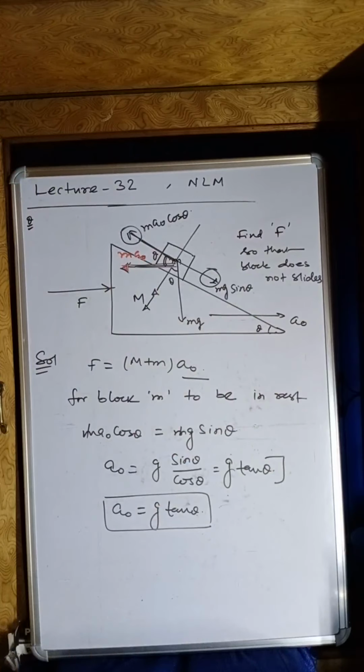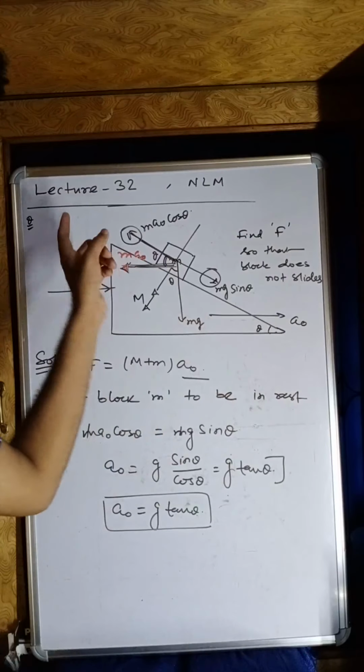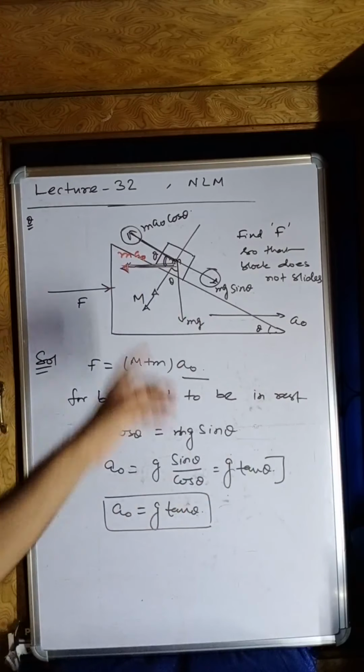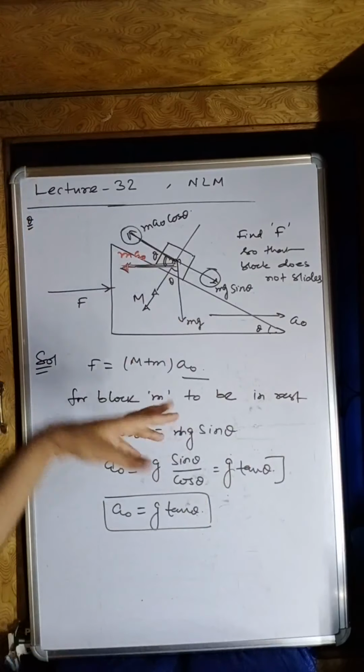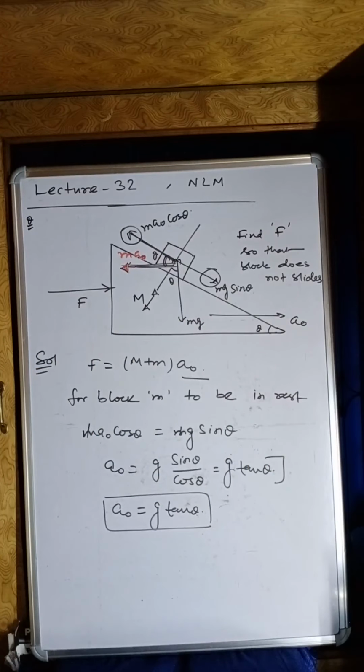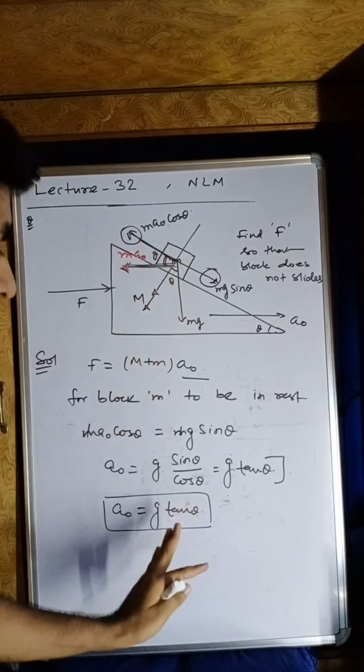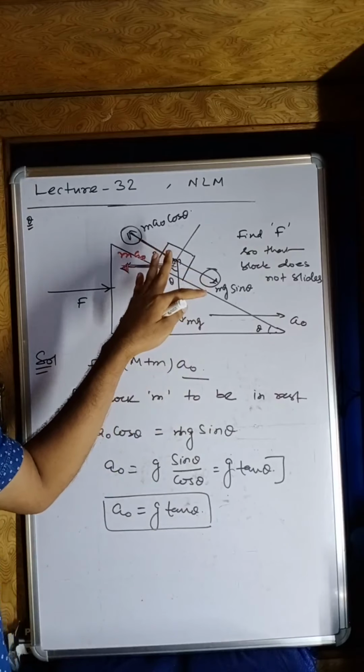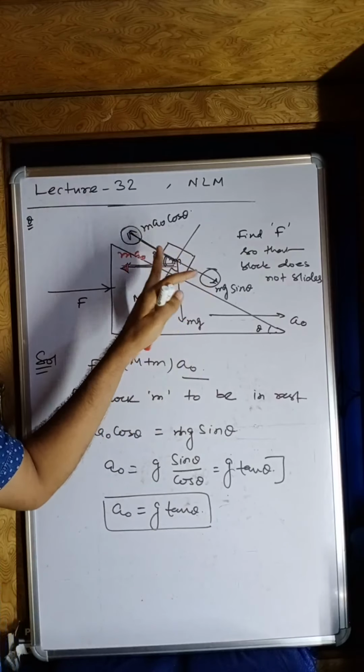Remember, this is a very, very important result. As you remember, if any body is sliding down, the acceleration is g sin theta. So in case of pseudo force, the acceleration will be g tan theta. Now, what do we have to find? The minimum force due to which it is not sliding. So for no sliding, we got the condition.